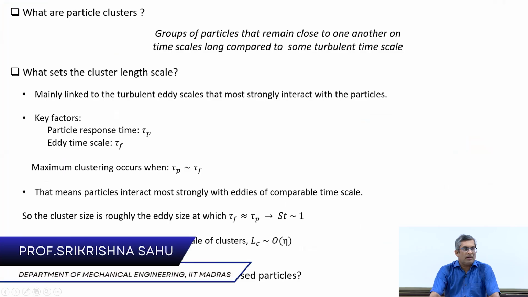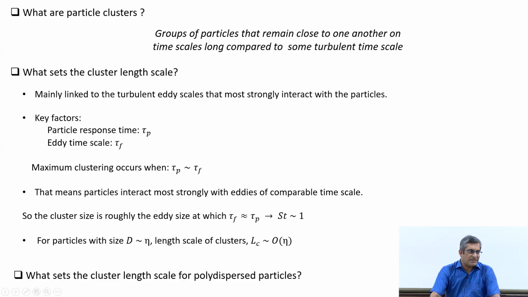Okay, so in the previous class we were discussing particle turbulence interaction. Specifically, I talked about the preferential concentration effect or preferential accumulation of particles in turbulent flows, which happens when the particle relaxation time and the time scale of turbulence match.